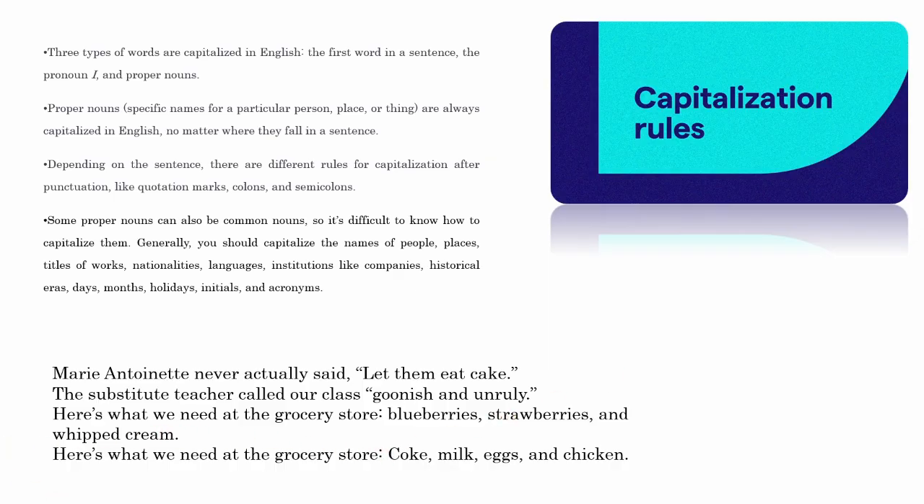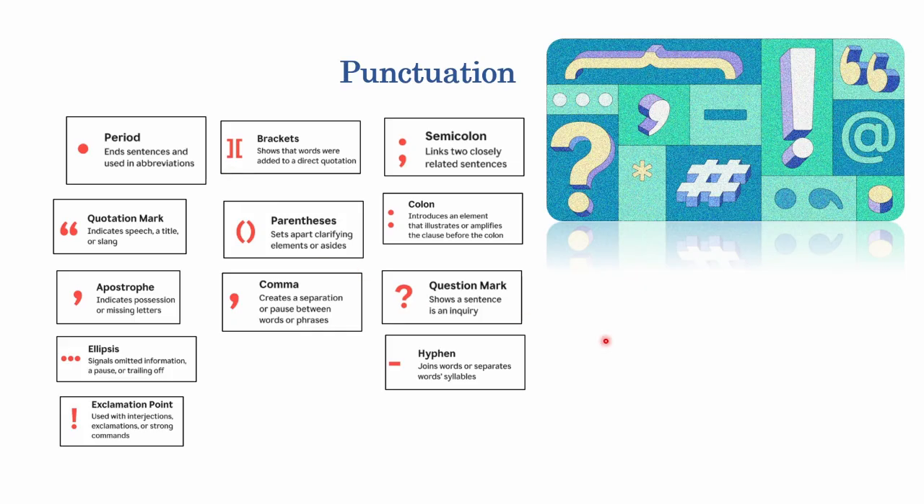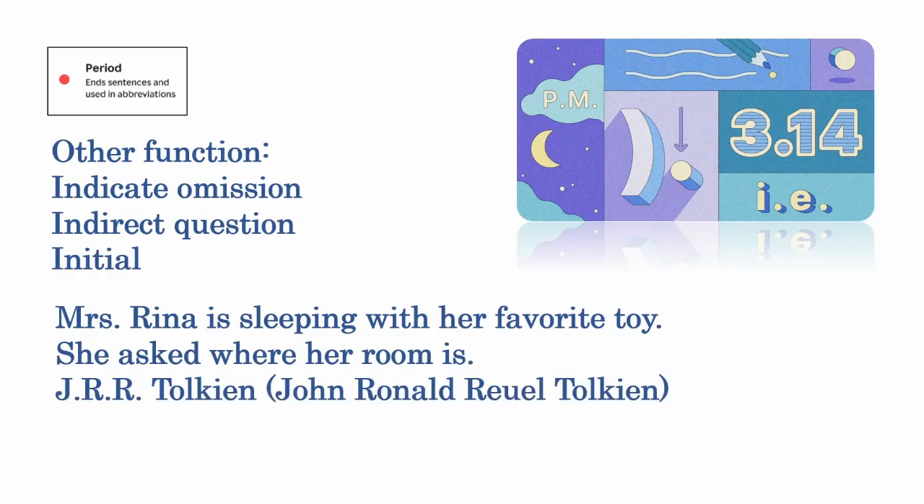There are 13 most common punctuation marks in English. The first is the period or full stop. It is symbolized by that tiny circle or dot. Periods are used at the end of sentences and in abbreviations. Periods are also used to indicate omissions, indirect questions, and initials.